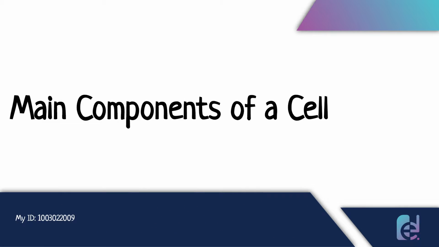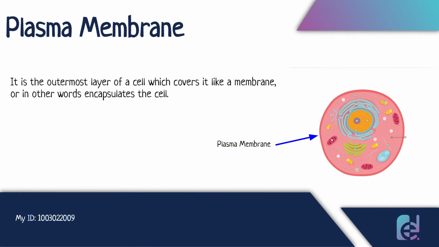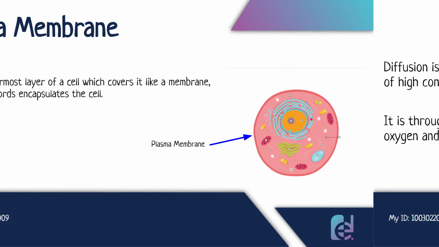Now we'll look at the main components of a cell. The first one is the plasma membrane. It is the outermost layer of a cell which covers it like a membrane, or in other words, it encapsulates the cell. As you can see here, this blue arrow is pointing at the plasma membrane, which is a darkish pink color. It's surrounding the cell, basically covering the cell. You can think of it in a way like a wall.